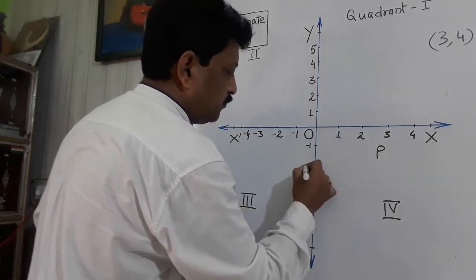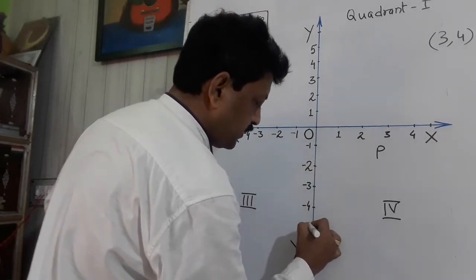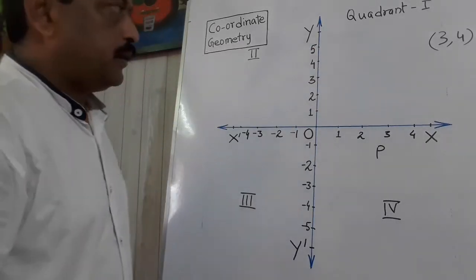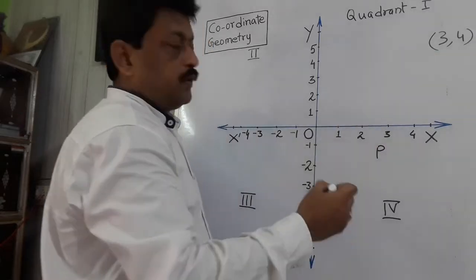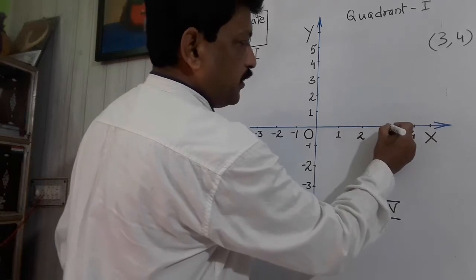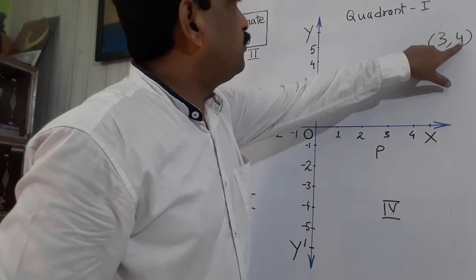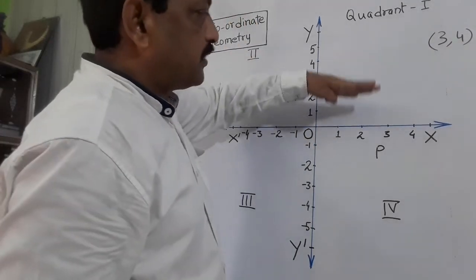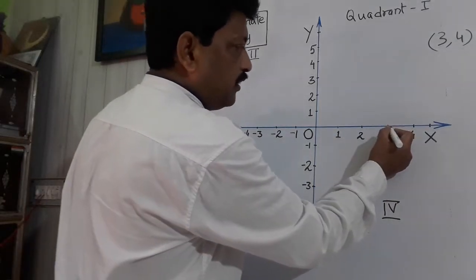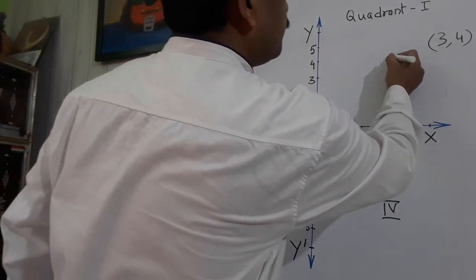So -1, -2, -3, -4, -5, and so on. Now I have to mark the point (3, 4) on the graph paper. Since it is positive, we have to move 3 units towards the right. Here is the point. This is 3 units. Then we have to move 4 units above the x-axis. So from here we have to move 4 units above, maybe somewhere here.